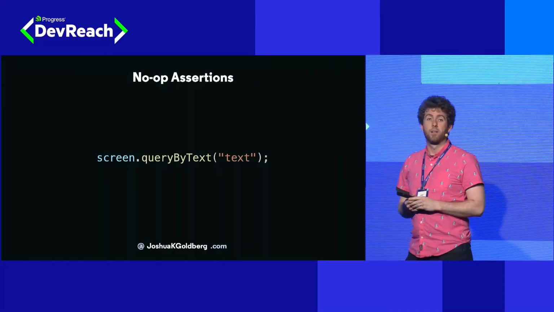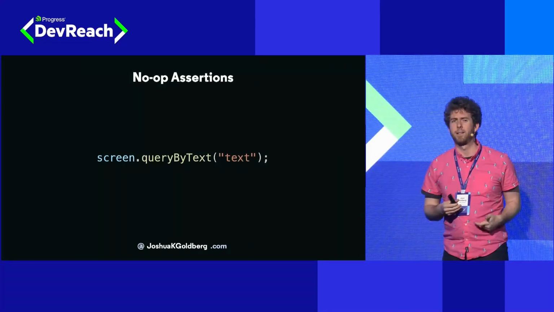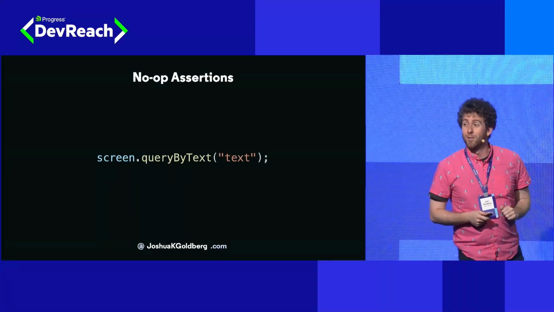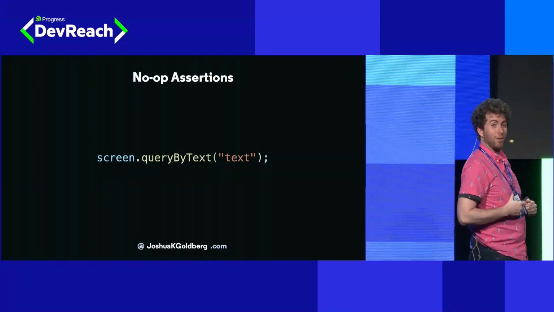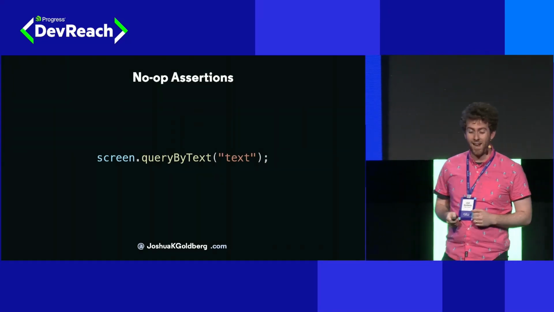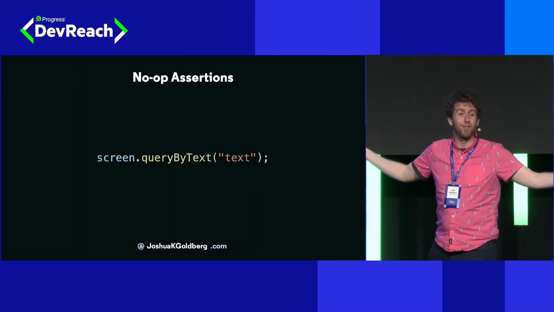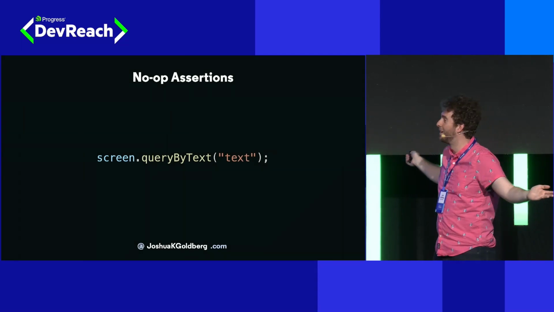And it has a set of functions, get by text, query by text, find by text, and others. Get by text throws if nothing was found. Query by text returns null. I have seen tests that end with query by, and then they don't fail because nothing was found. It doesn't throw an exception, an error.